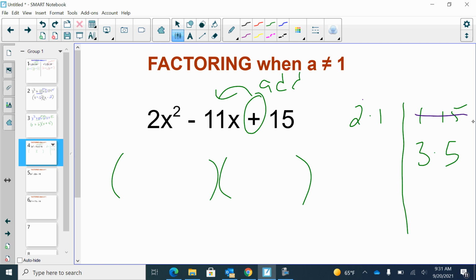Now let's look here. 2 times 3, 1 times 5. Does that add to get 11? Yeah, I got a 6 and a 5, right? I have a 6 and a 5. So I now have my combination.